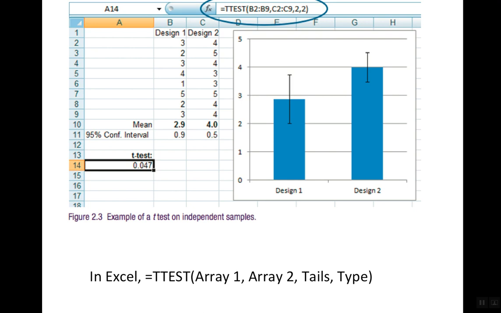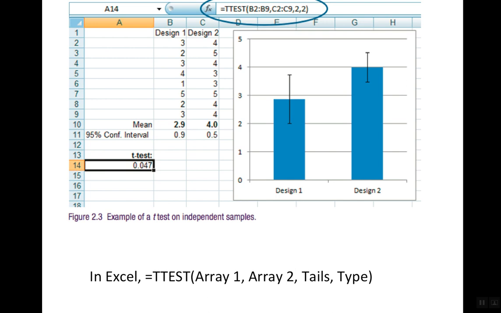So the idea here is that we could be looking for simply a difference between design 1 and design 2, and that means it doesn't matter if design 1 is bigger or design 2 is bigger. That's called a two-tailed comparison. On the other hand, we could have a hypothesis that says that design 2 is bigger or has a higher score than design 1. So in this case, that would be a one-tailed test.